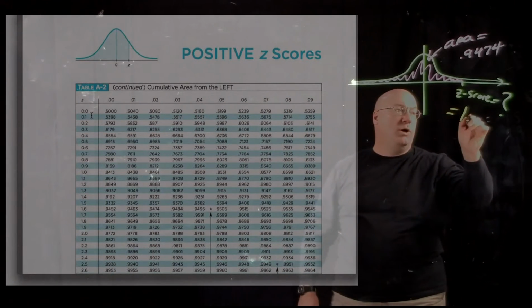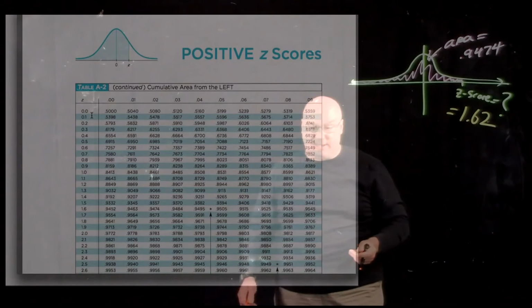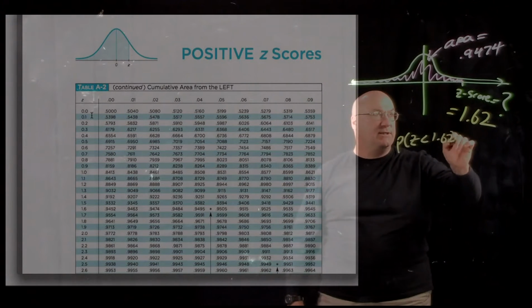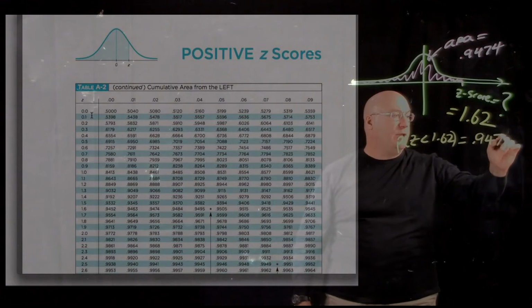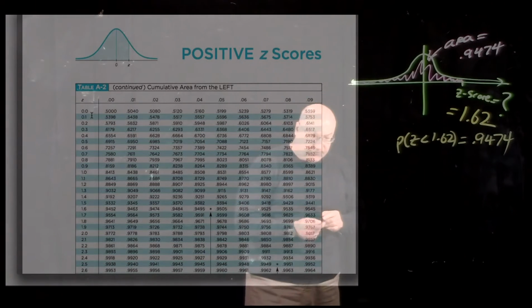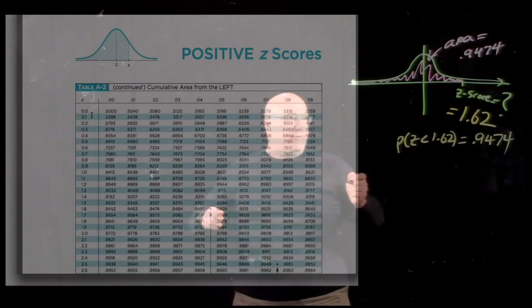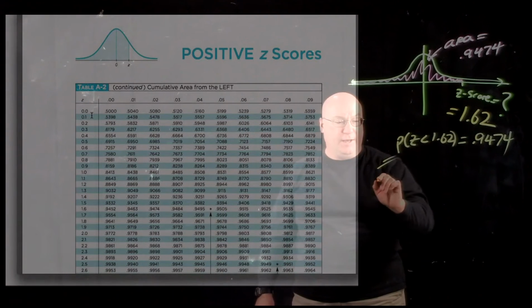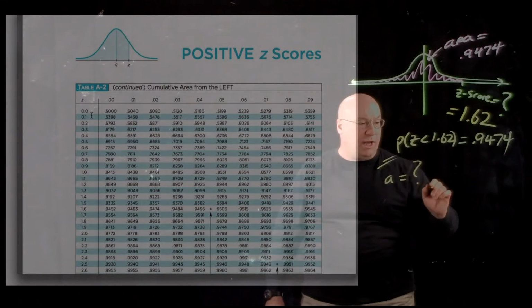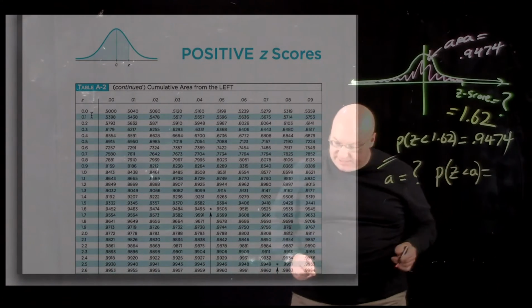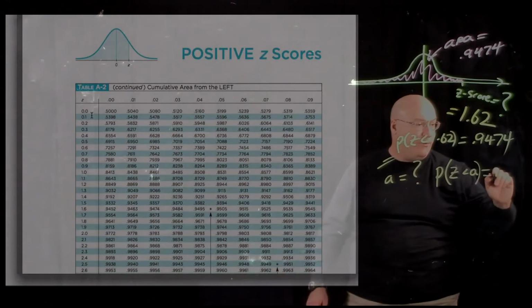Answer, 1.62. So I'm saying that the probability that Z is less than 1.62 is this given probability, 0.9474. All right, let's do another one. So find the probability, find A rather. Okay, so A equals what? I know that the probability here, it says Z less than A is 0.0054.